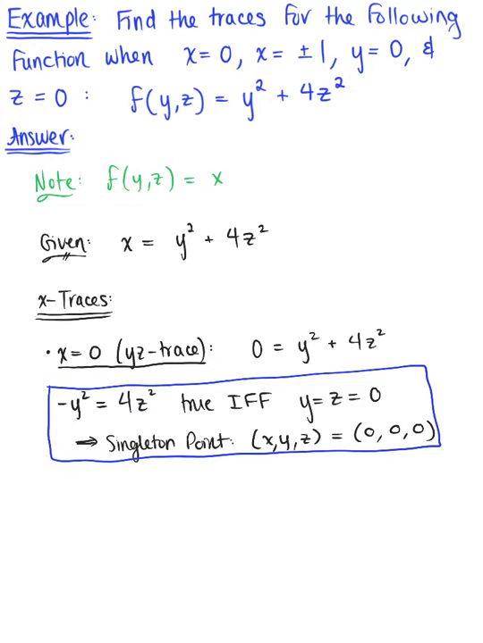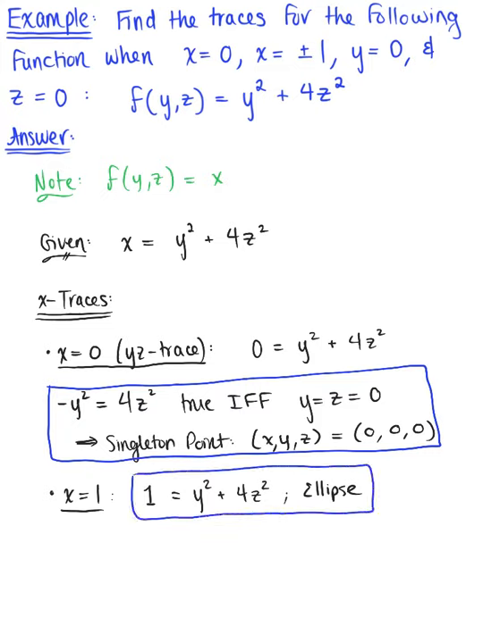Now what about when x equals 1? So now we have the equation 1 is equal to y squared plus 4z squared. And hey, we know this one. This is an ellipse. So here is our second trace. We have an ellipse.